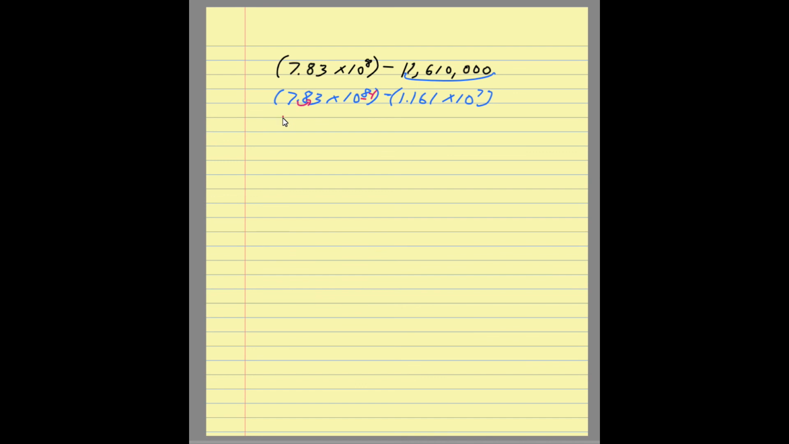So let's rewrite this. 78.3 times 10 to the 7th minus 1.161 times 10 to the 7th. Can you see what's going to happen now? Now that both exponents are the same, I can now subtract those beginning numbers in the front. So let's do that.